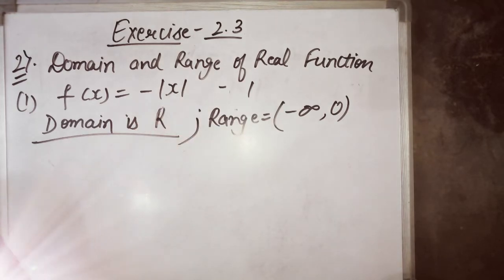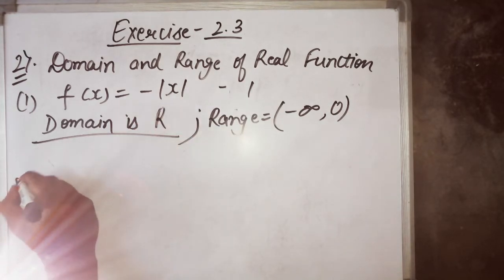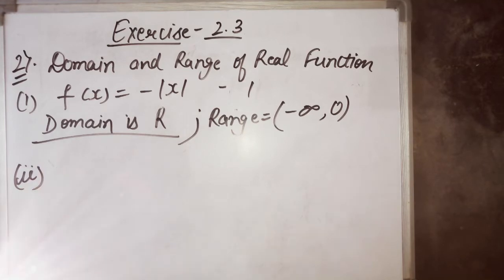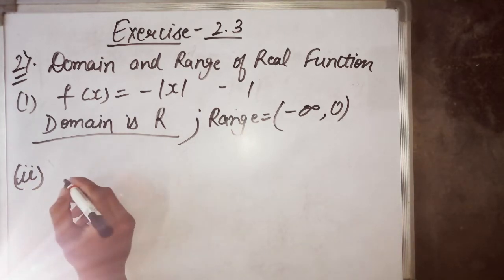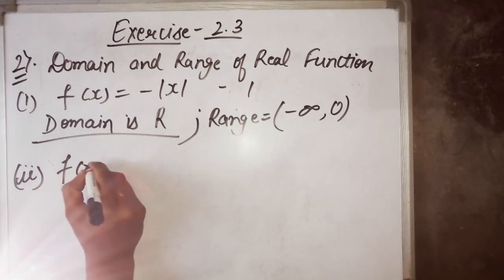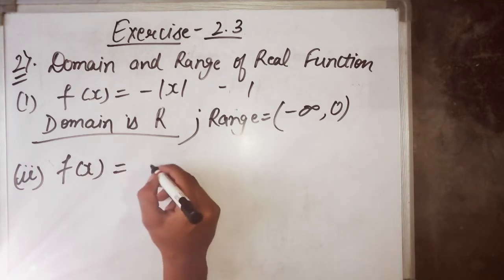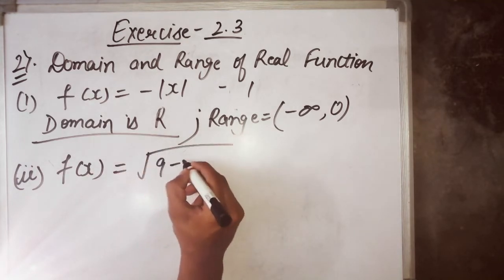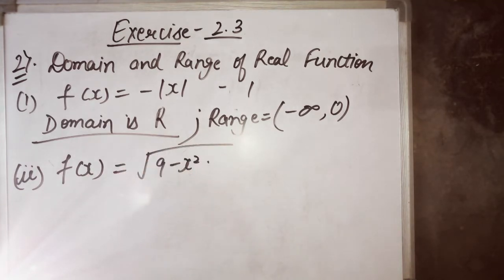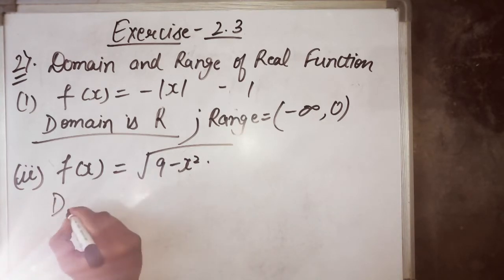Okay, let's see the second part. Second part is f(x) equals 9 minus x square. In this case, what will be the domain?